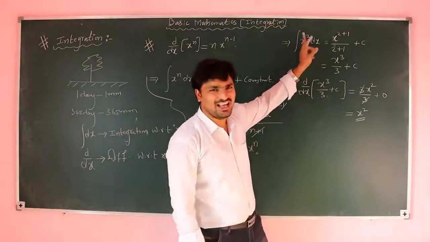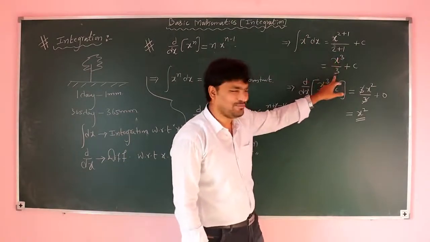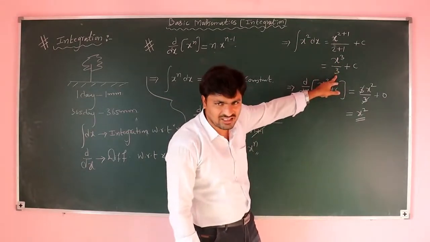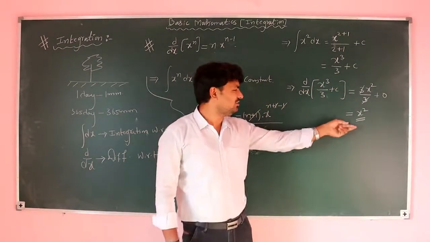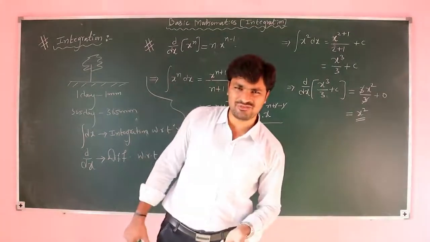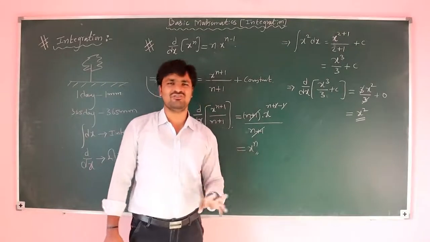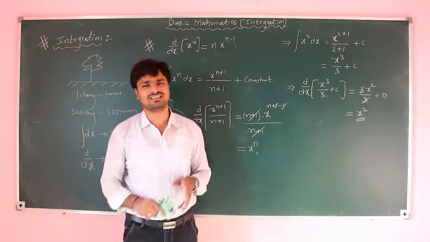X square. If we integrate x square one time, you get x cube by 3. Means one time if you are making the integration, you got x cube by 3. Then immediately you are making the differentiation, then you got x square, same function. Any function, if you make one time differentiation and one time integration, you are getting the same function.